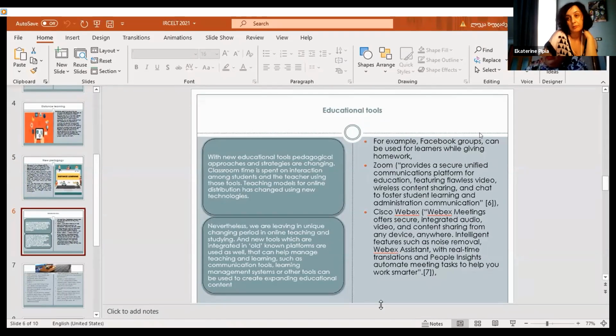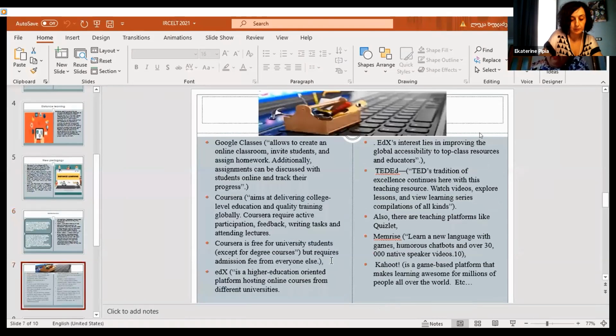Zoom provides a secure, unified communications platform for education, featuring video, wireless content sharing, and chat to foster student learning and administration communication. Also, Cisco WebEx, Google Classes, Coursera, edX, TED. Also, there are teaching platforms like Quizlet, Memrise, Kahoot, and so on.